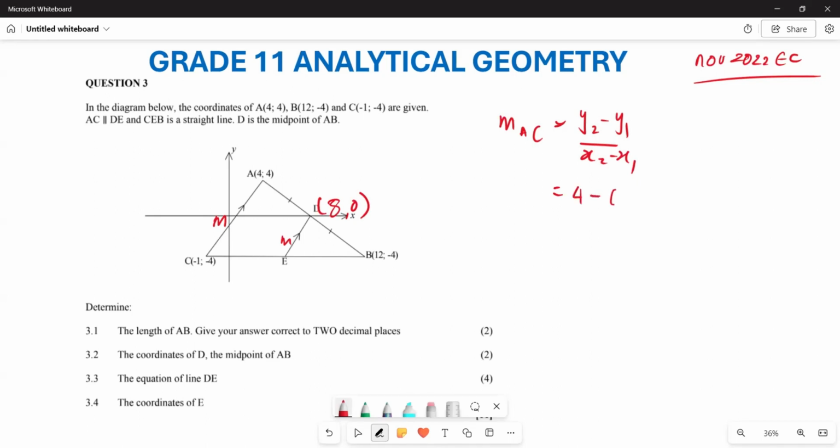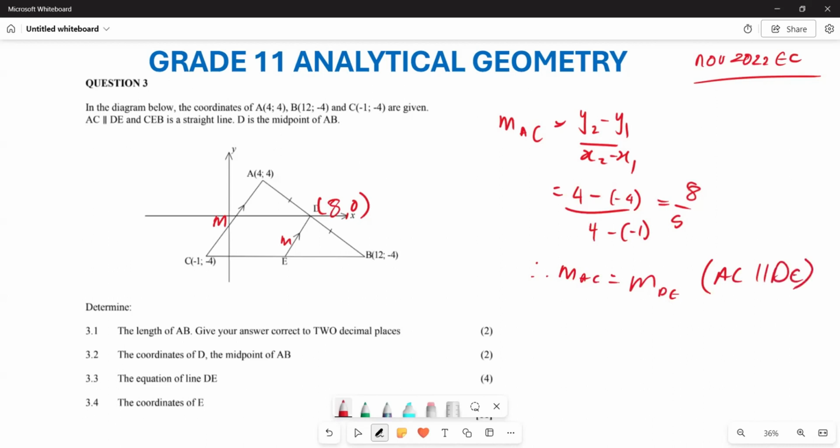This is 4 subtract negative 4. Can you see that? Divide by 4 subtract negative 1. And what is going to be the gradient that you're going to find here? The gradient that you're going to find is 8 over 5, if I'm not mistaken. That's the gradient of AC. Therefore, the gradient of AC is the same as the gradient of DE. The reason behind that is because AC is parallel to DE.